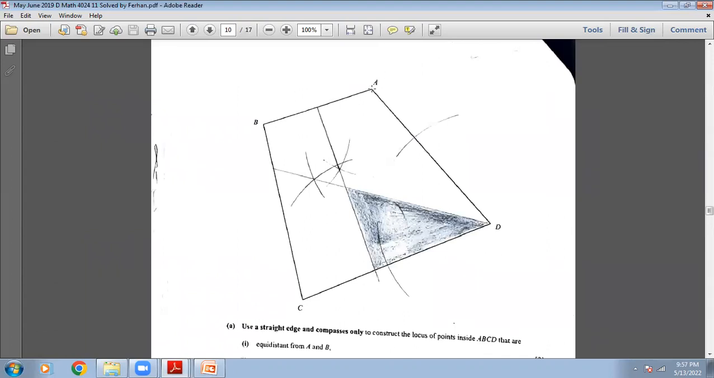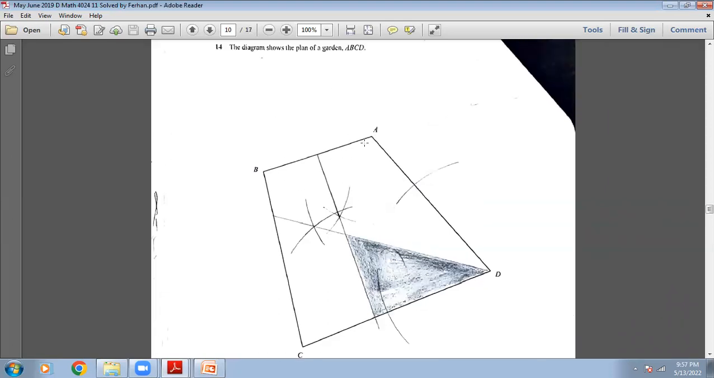So here you can see, put the compass here, draw an arc here, put the compass here, draw an arc here. Put the compass here, draw an arc here, put the compass here, draw an arc here, and then join these points. So that will be the perpendicular bisector of the AB. And if you walk on that line, you will always be equidistant from A and B.